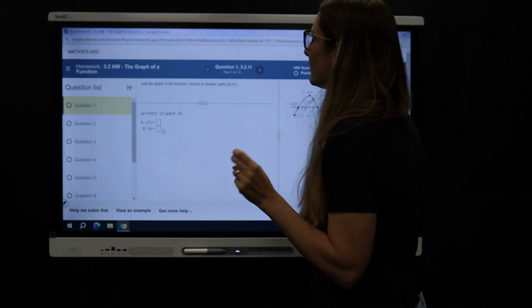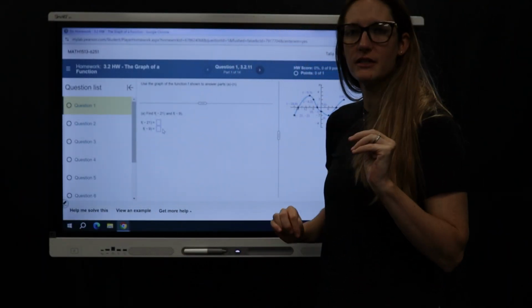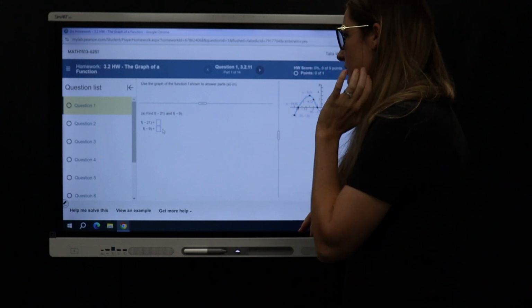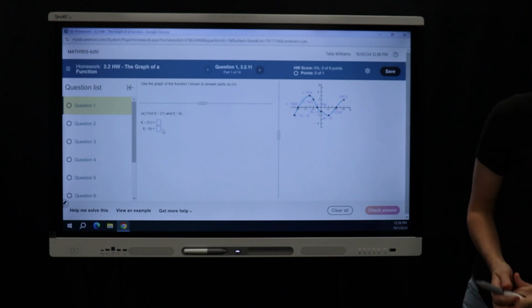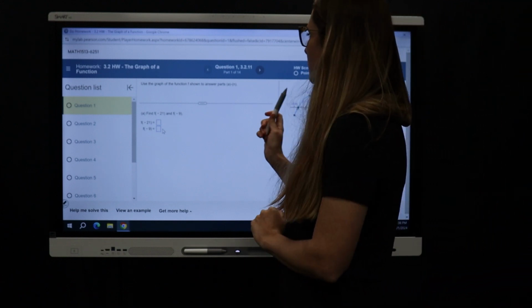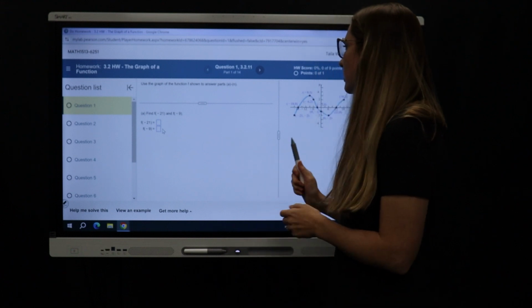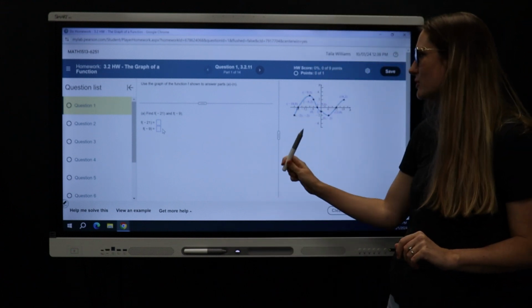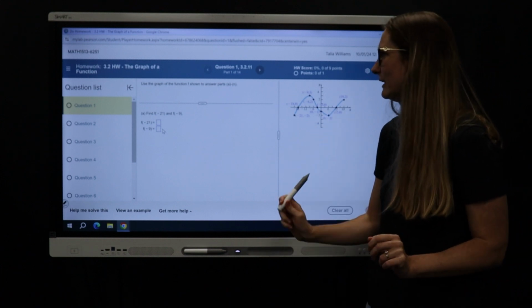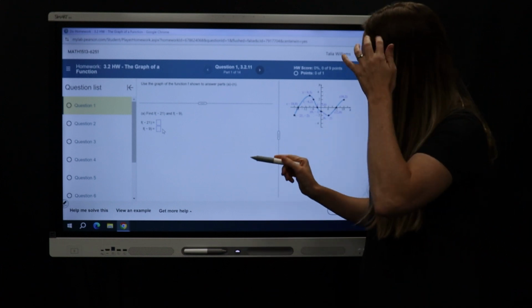Okay, so here we're going over graphs of functions, more specifically. I know we looked at graphs earlier. I just like the visual representation. Grab my pencil. Okay, so here the graph of the function f is shown to answer parts A through N. So this is a really long problem.